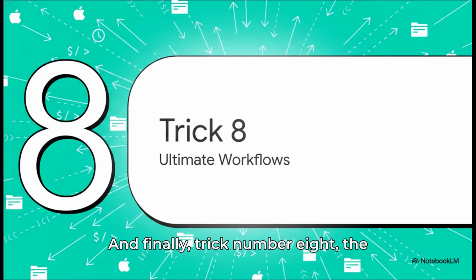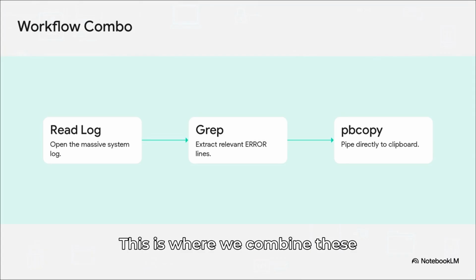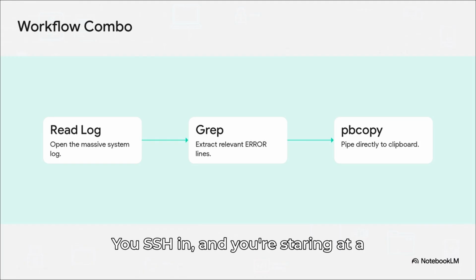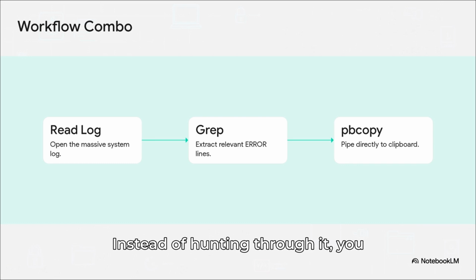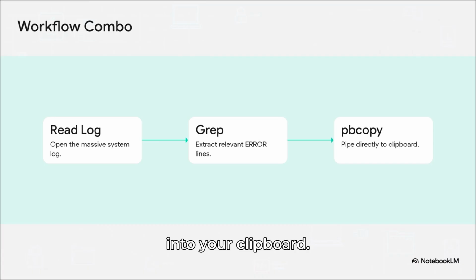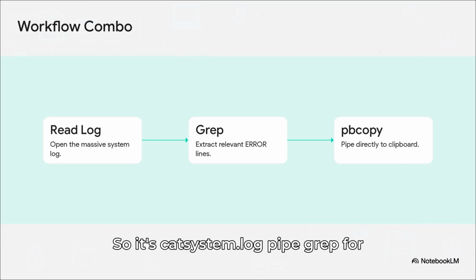And finally, trick number 8, the ultimate support workflow. This is the grand finale. This is where we combine these discrete commands into a single, high-speed, real-world support workflow. Picture this. A user is having an issue. You SSH in, and you're staring at a massive system log. Instead of hunting through it, you instantly extract all the relevant error lines using grep and pipe those exact lines straight into your clipboard. So it's cat system.log pipe grep for the word error, pipe pbcopy.